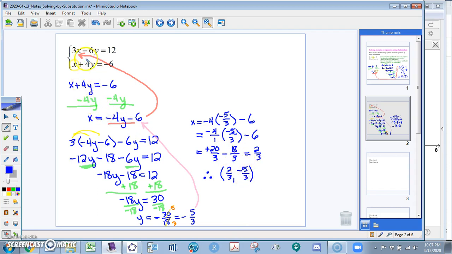But you don't have to solve for y first. You solve first for whichever variable is easiest to get, in the equation that's easy to do that with. That's going to make things much better for this substitution method.